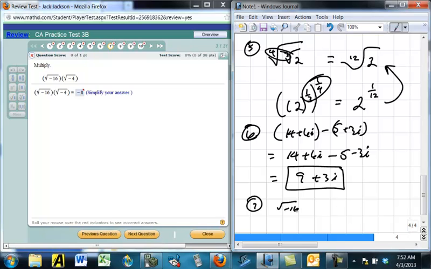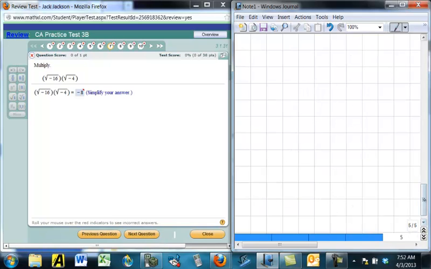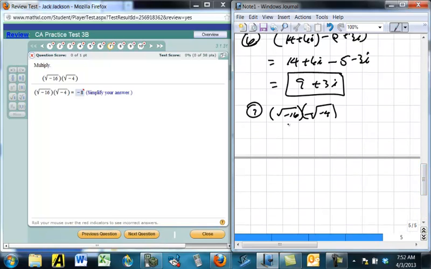Square root of negative 16 times the square root of negative 4. I'll do it by hand, and I'll use the calculator both. 16 is 2 to the 4th. Think of it as negative 1 times that. 4 is 2 squared, and then we got negative 1 times that.